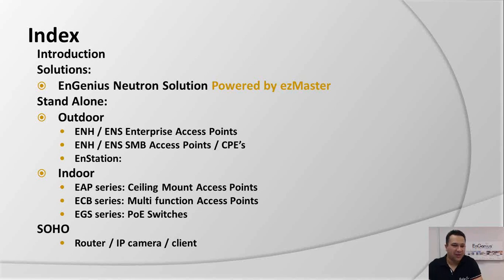Okay, where were we? Yeah, so like I said, we have our Neutron solution, which is our first solution that we have. And we have a standalone, and we have our Soho line. So let's start with a short introduction of EnGenius.